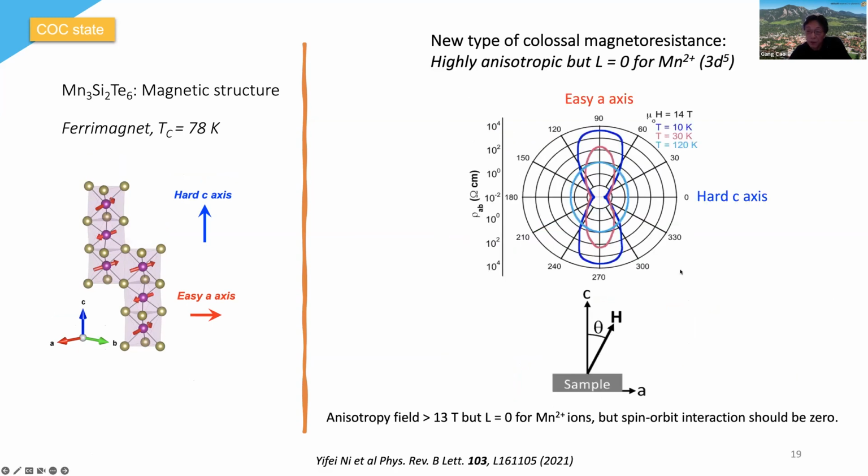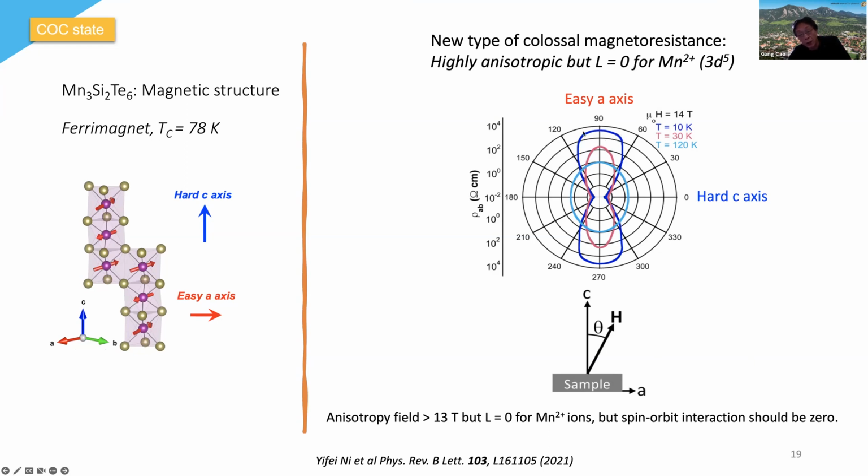The other important feature that I want to point out is the anisotropy. As we said earlier, L equals 0 for this ion, so we should not expect very large spin orbit interactions, and therefore little magnetic anisotropy. And yet here in this polar plot, we can see the transport properties are actually very anisotropic. This is the configuration, the relationship between the magnetic field and the C-axis. When theta equals 0, the field is parallel to the C-axis, the hard axis. In this case, we have small resistance. But when theta becomes 90 degrees, which is here, you can see the resistance is much larger.